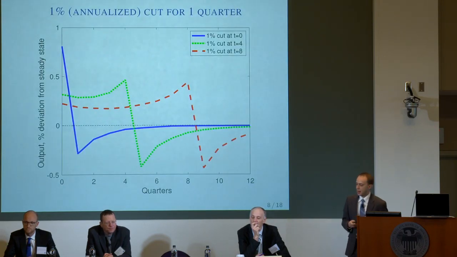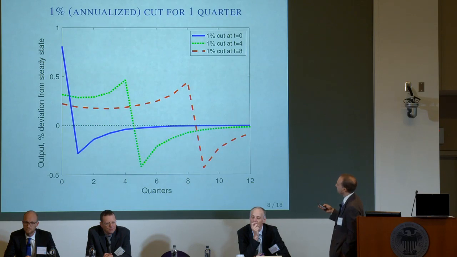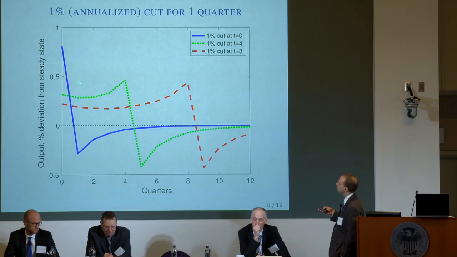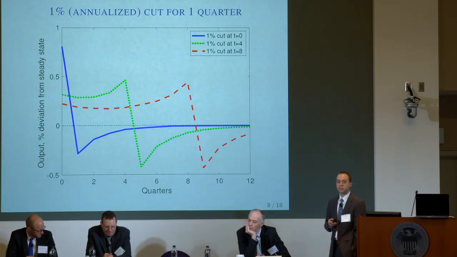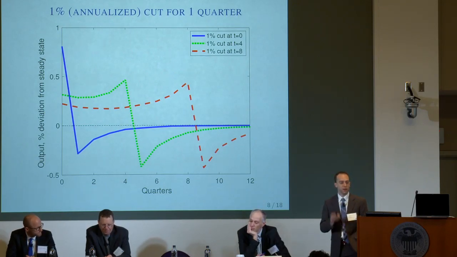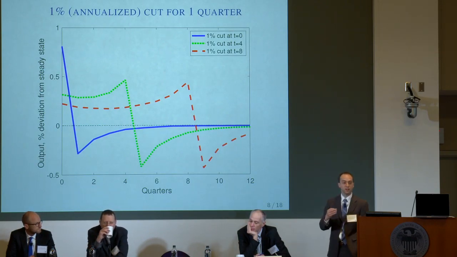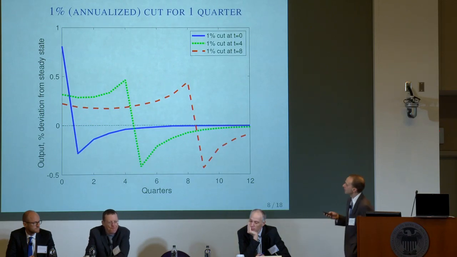So in this slide, I'm showing you the effect on output. This is a % deviation of output from its normal level in response to 3 different paths for the real interest rate. The blue line, the central bank cuts the real interest rate by 1 percentage point right now. The green line cuts by 1 percentage point a year from now, and the red line cuts by 1 percentage point 2 years from now.